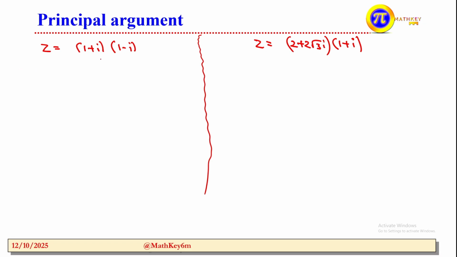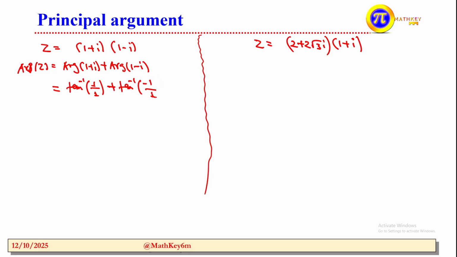As you are familiar, this is the product 1 plus I times 1 minus I. So the principal argument of this z is equals arg of 1 plus I plus arg of 1 minus I. What is the argument for 1 plus I? That is tan inverse of the imaginary, that is 1, divided by the real part 1. Plus this also tan inverse of the imaginary, that is negative 1, divided by the real part, that is 1.